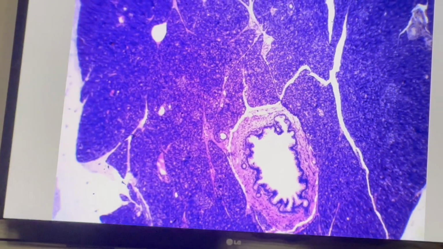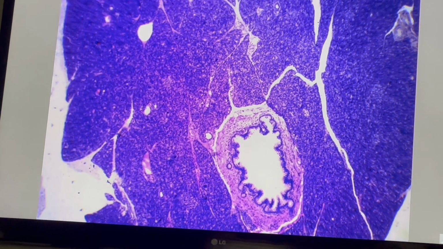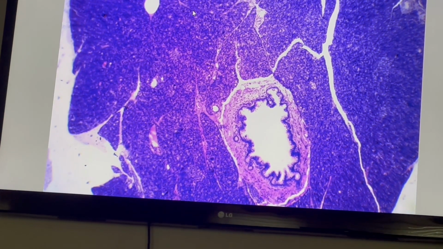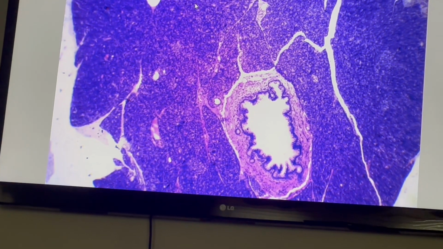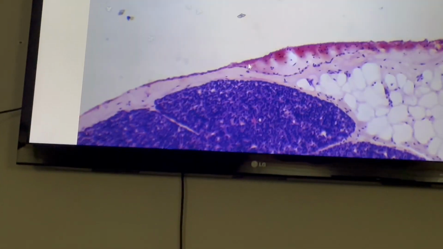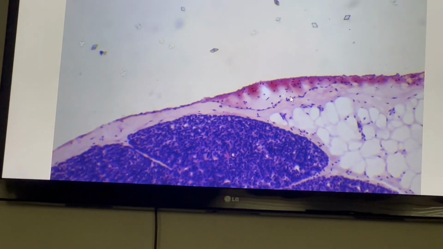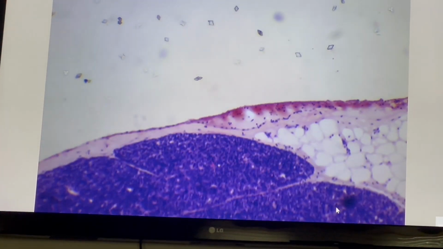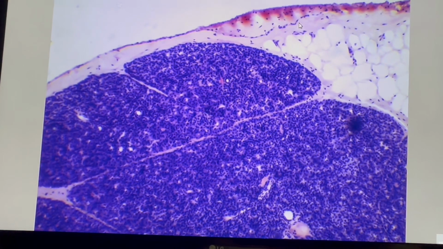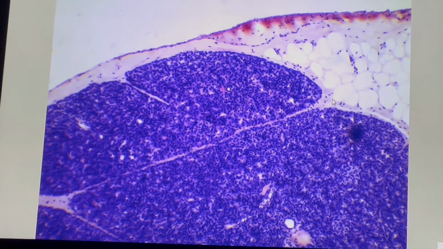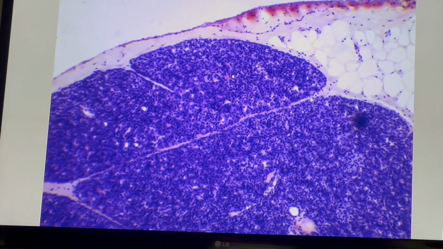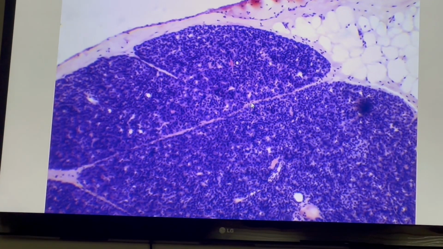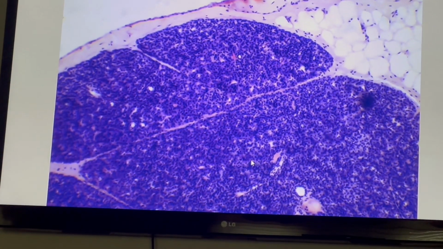This slide is a section in the pancreas. The pancreas is a mixed gland, consisting of exocrine and endocrine portions. The pancreas is covered by a connective tissue capsule. This is the capsule from which septa or trabeculae divide the gland into lobules.